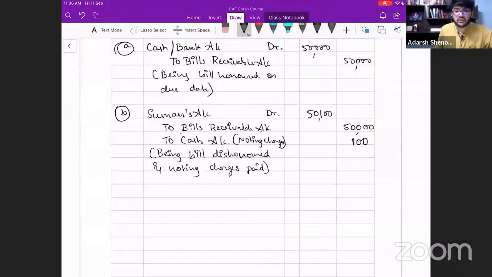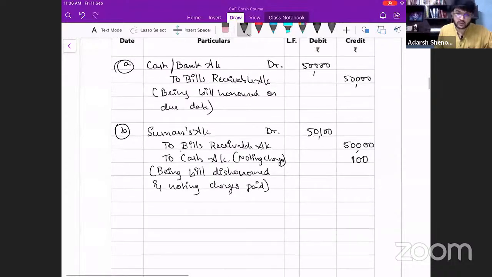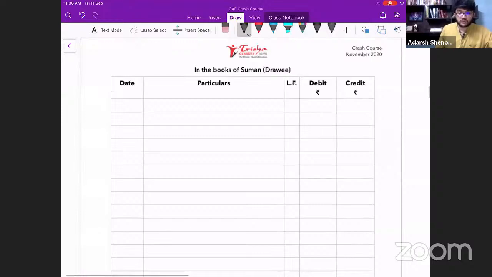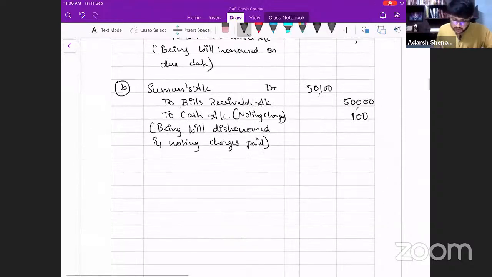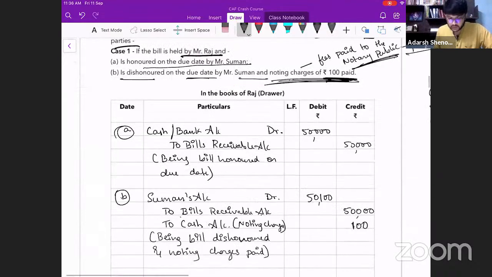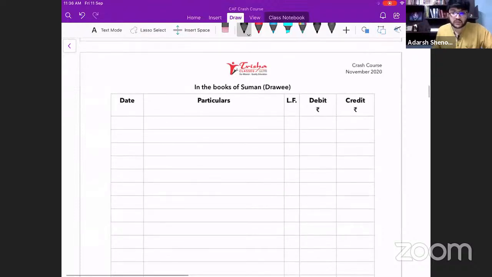Comfortable so far, everyone? Yes. Can we think from the perspective of Suman now, the person? First, point A. If the bill is honored on the due date by Mr. Suman, now we are going to think from whose perspective?